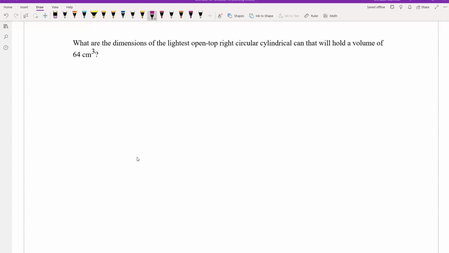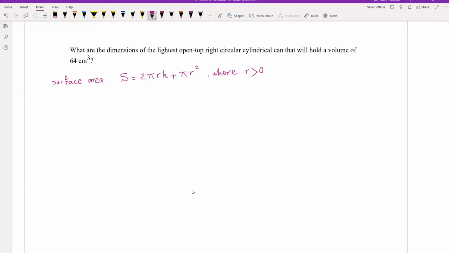What are the dimensions of the lightest open top right circular cylindrical can that will hold the volume of 64 centimeters cubed? The lightest can will be the one made from the least material. So the lightest can is the one with the smallest surface area. They're given by the sides and bottom of the can.